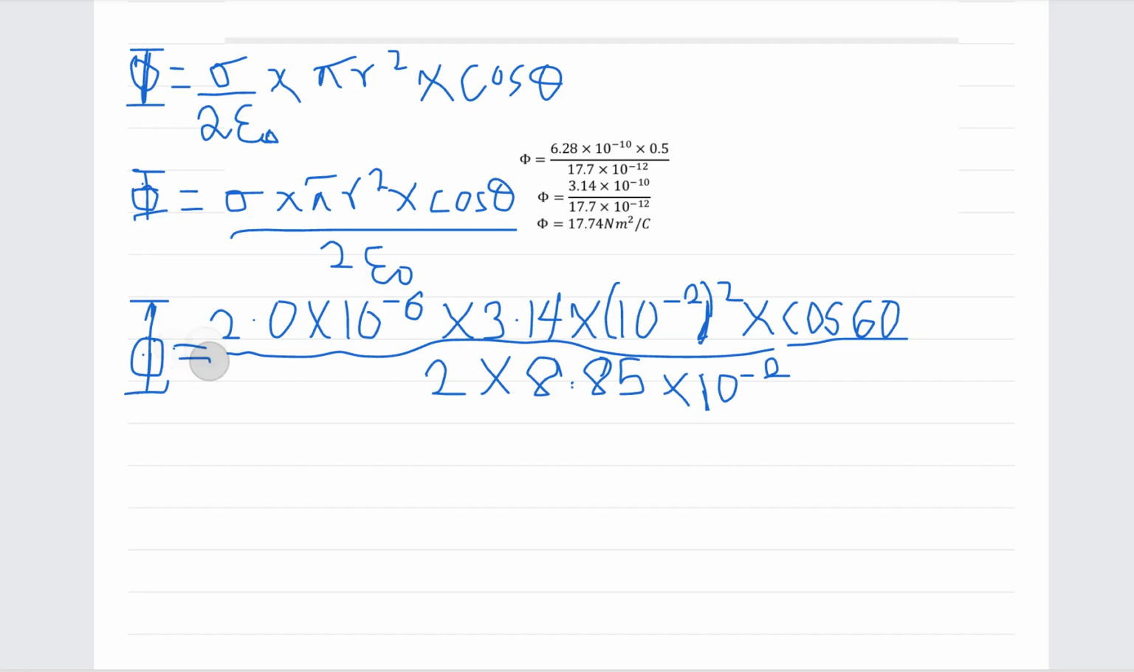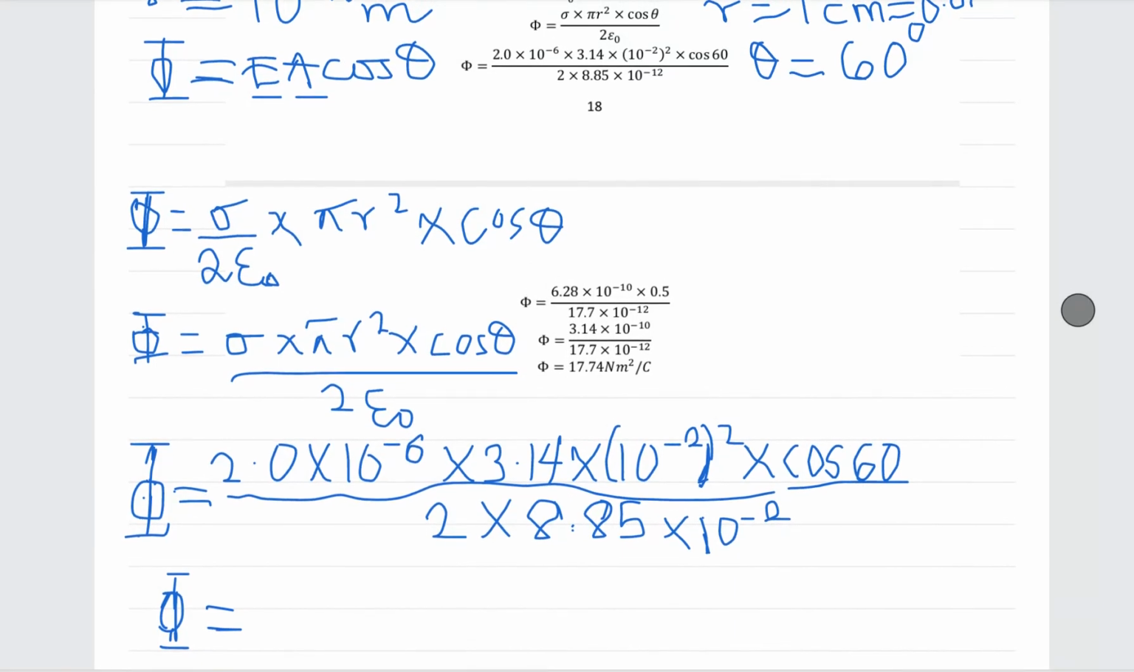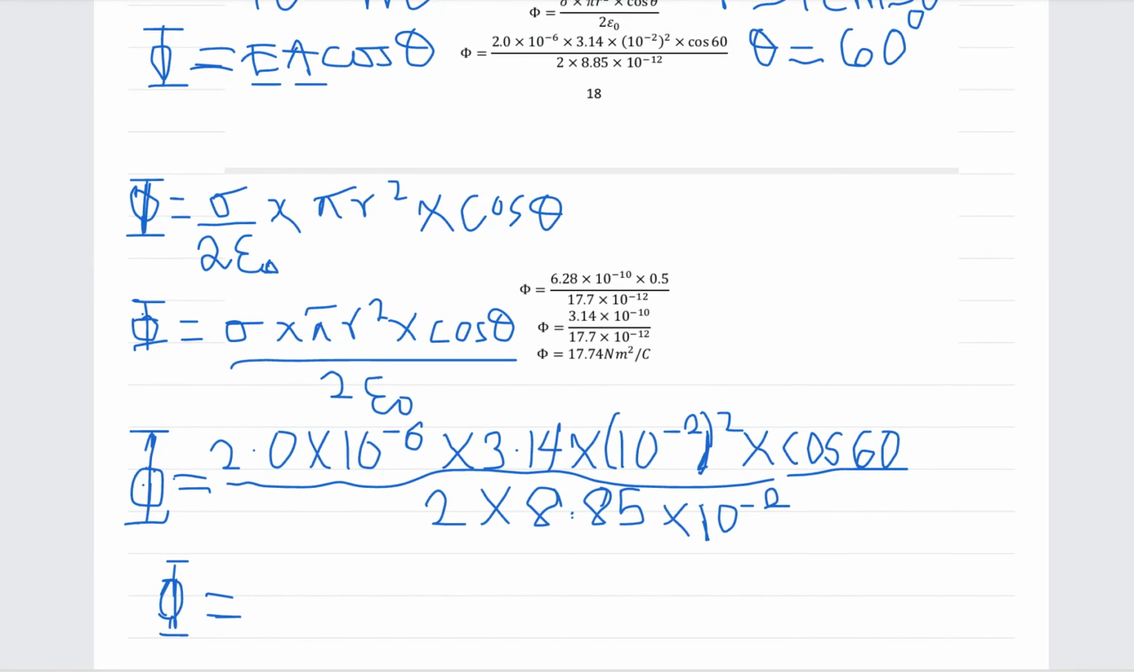This is phi equals to, so that means I'm going to have phi will now be equal to 2.0 times 10 to the power minus 6 multiplied by 3.14 multiplied by 10 to the power minus 2, all squared, multiplied by cos 60. So let's do this: 2.0 times 10 to the power minus 6 multiplied by 3.14 multiplied by 10 raised to the power minus 2, all squared. Use your calculator to confirm this answer.